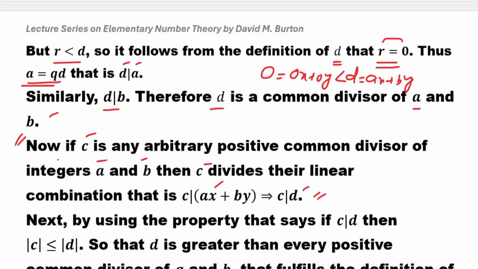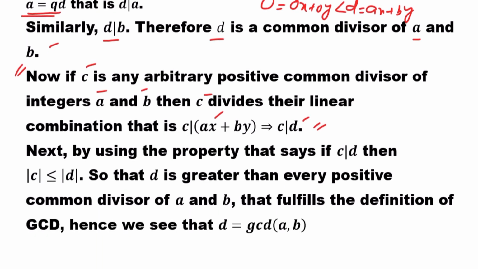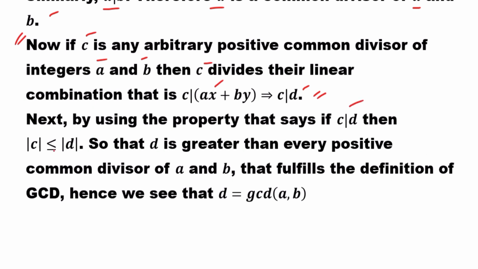So now if c is any arbitrary positive common divisor of a and b, then c divides the linear combination, that is c divides ax plus by, but ax plus by is equal to d. So this implies c divides d. Next, by using the property that we have proven in our last lecture, if c divides d, then the absolute value of c is always less than or equal to the absolute value of d. So d is greater than every positive common divisor of a and b, and that fulfills the definition of GCD. Hence, d is equal to the GCD of a and b.